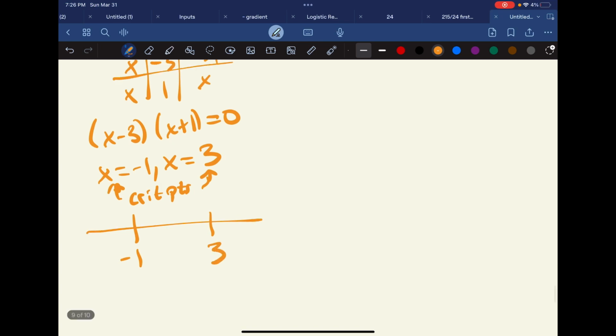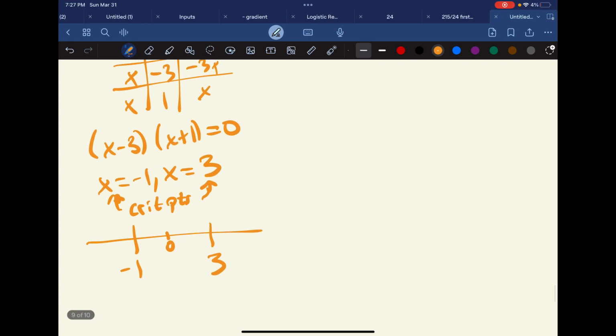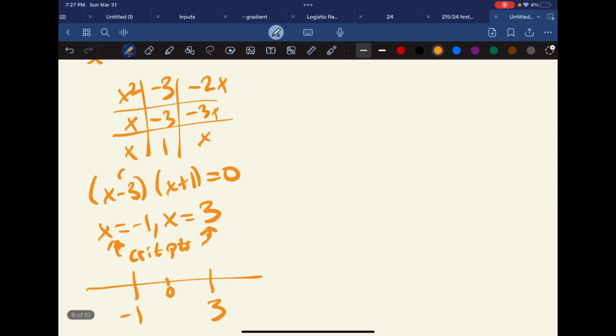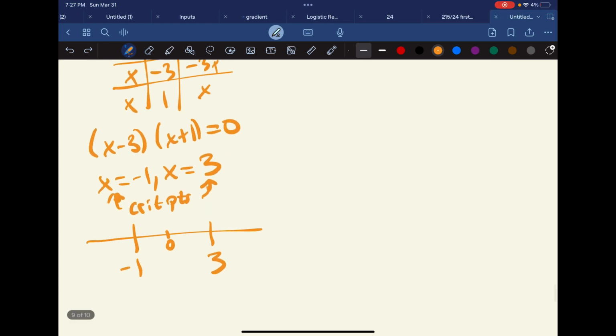And then we can plug in a value between the two. So we'll plug in 0, and what is that going to give us? If we plug in 0 here, this is going to give us negative 3 and then positive 1, which is going to give us a negative 3. So that's going to be negative, so we know we're negative on that interval.